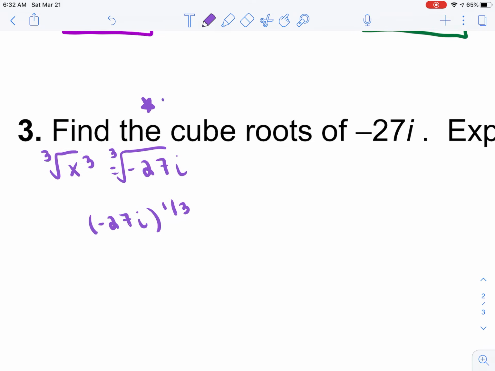Now, write yourself a note. We want 3 total solutions for this problem.